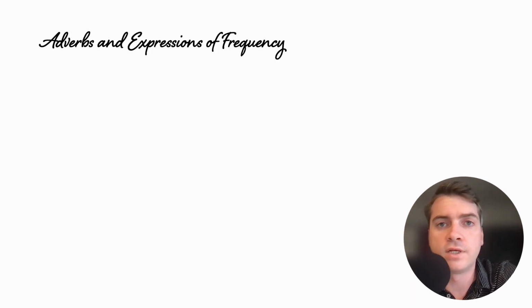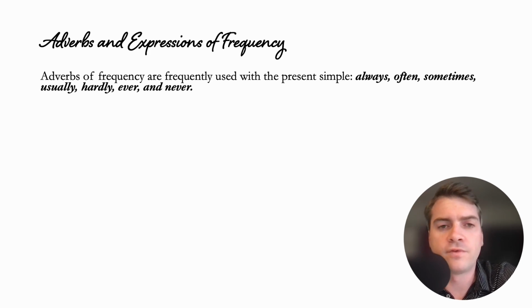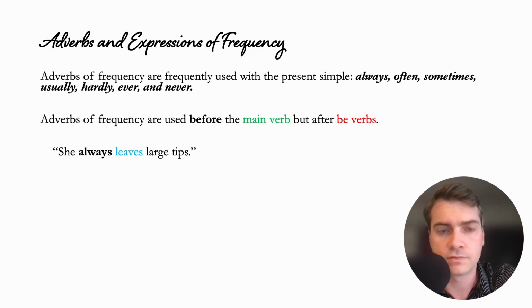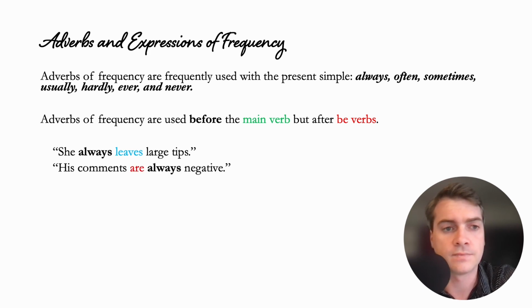All right, so let's have a look at adverbs of frequency. Adverbs of frequency are frequently used with the present simple. We're looking at adverbs like always, often, sometimes, usually, hardly ever, and never. Adverbs of frequency are used before the main verb, but after be verbs. So if we look at some examples, she always leaves large tips. Okay, she always does this.